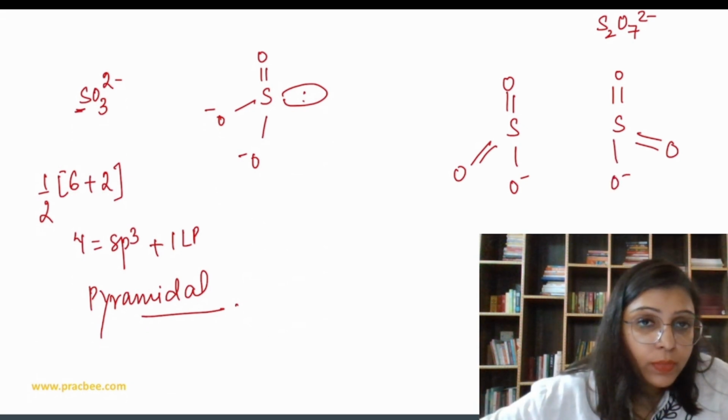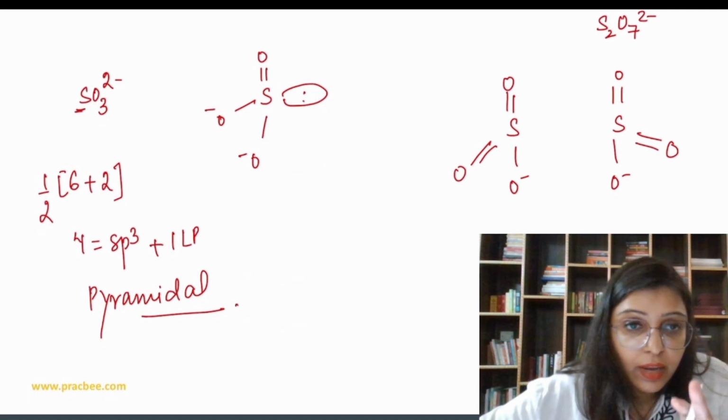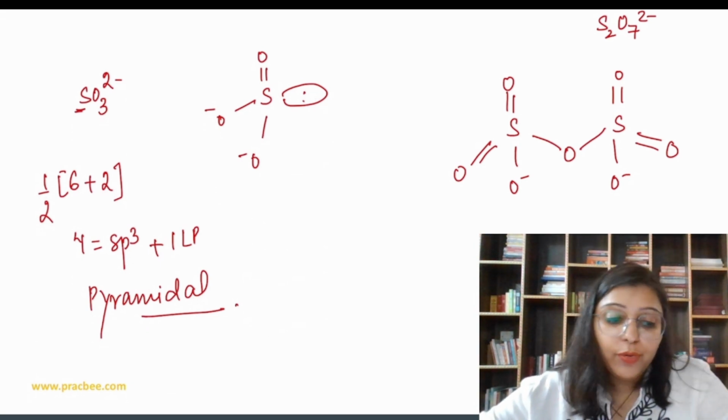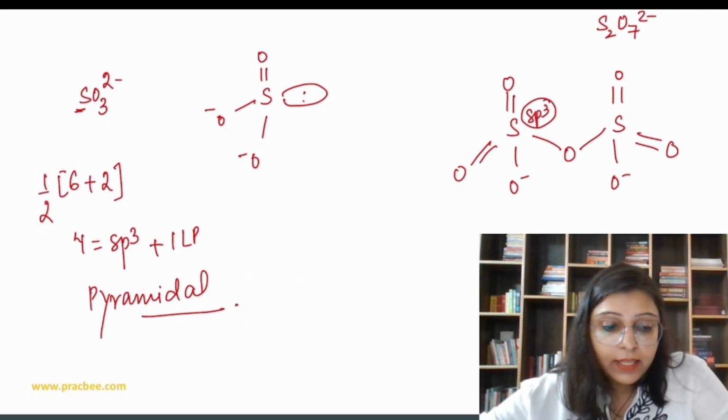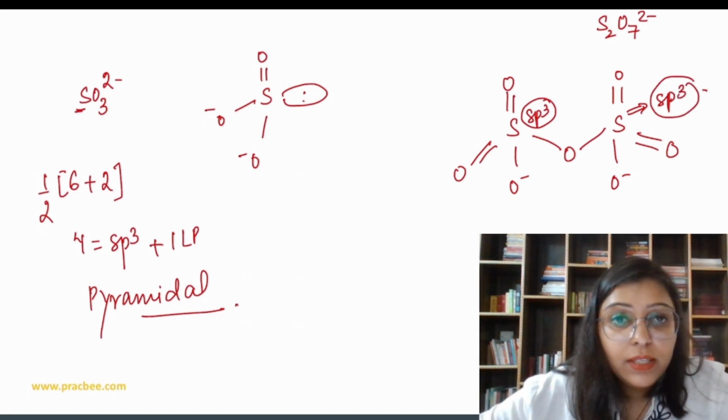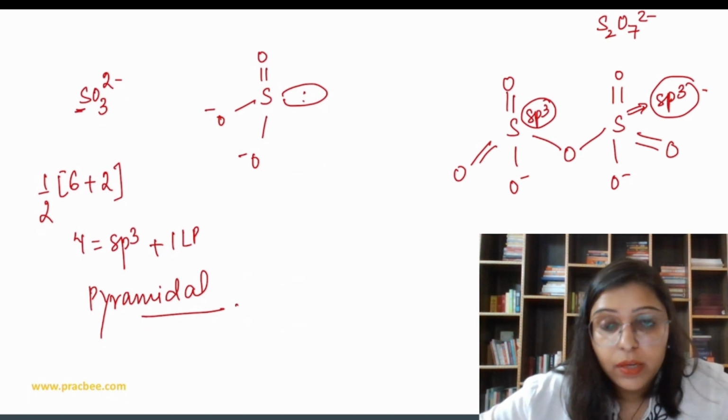Both sulfur forms 5 bonds, right? Now we have one bond left. So one bond left is with the oxygen, like this. So this is also sp3 hybridized, and this sulfur is also sp3 hybridized. You can calculate the number of sigma bonds. So it means tetrahedral, not pyramidal.